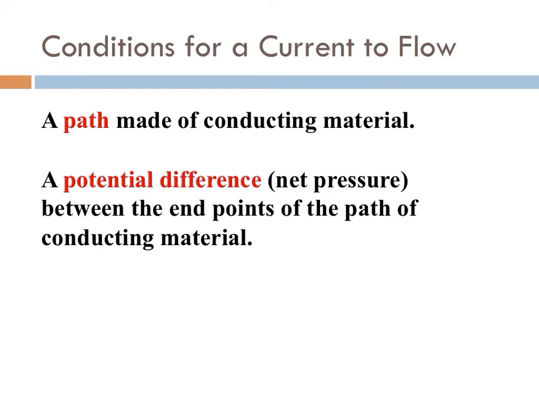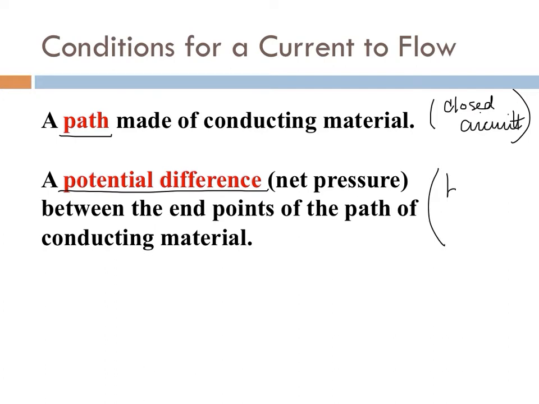Again, very basic information, conditions for current to flow. We know that there must be a path made of conducting material. Another way to say this, we need a closed circuit. And we need a potential difference. So that means we need a battery or a generator that provides us with that potential difference.